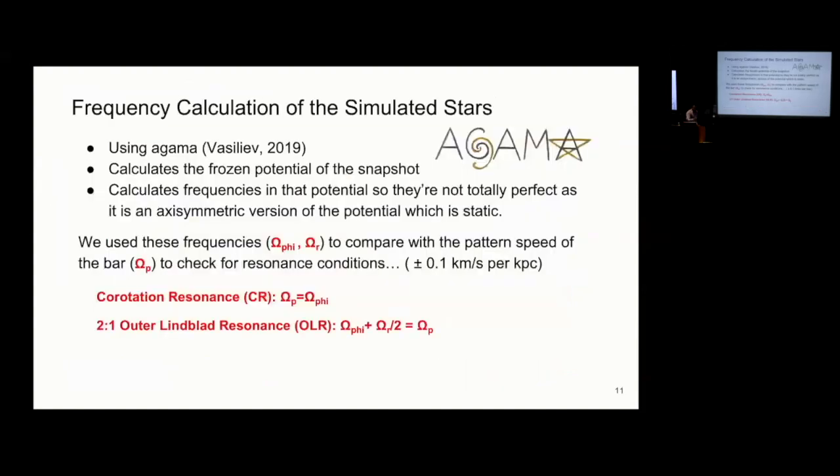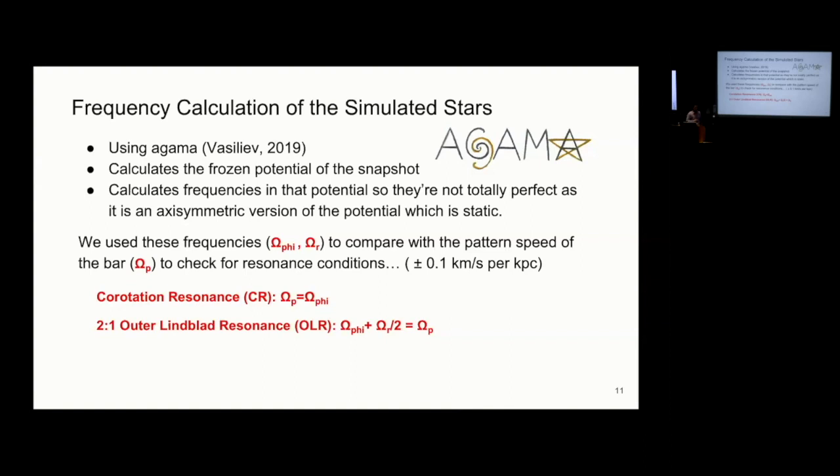Now, once we found the pattern speed of the bar, we needed to calculate the frequencies of the simulated stars. We tried many different methods. One way I currently look at the frequency of the stars is using Gamma, which is a Python module by Vasiliev et al. in 2019. It calculates the frozen potential of the snapshot.